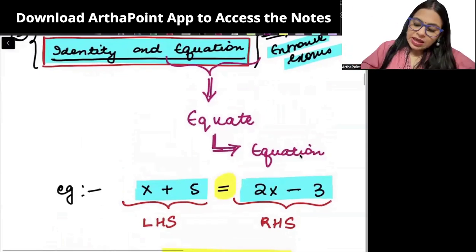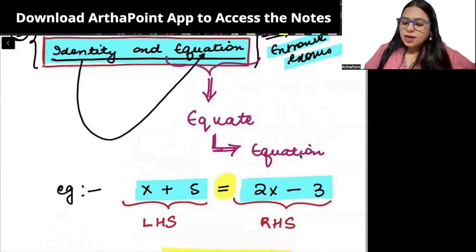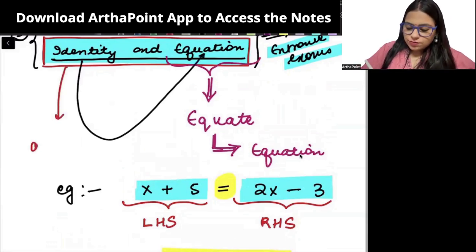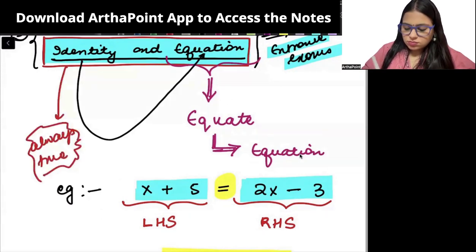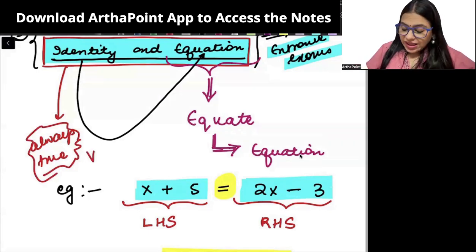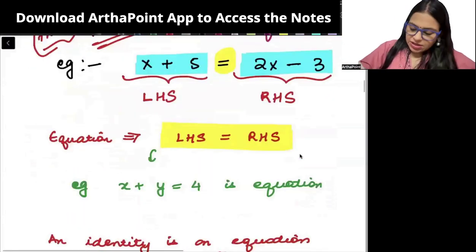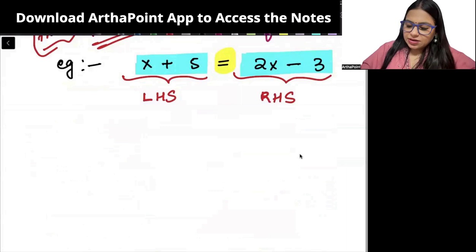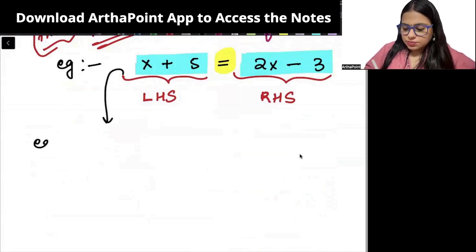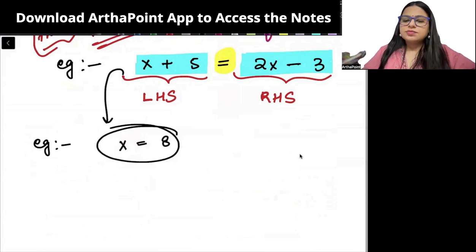अब ध्यान से सुनो मेरी बात. Identity is a form of equation, but it is always true. एक ऐसी इक्वेशन जो हमेशा सच होगी फॉर एनी वैल्यू ऑफ एक्स एंड वाई, दैट बिकम्स एन आइडेंटिटी. लेट मी गिव यू एन एग्जांपल. जैसे बेटा, टेक दिस इक्वेशन. ये इक्वेशन सिर्फ तब ट्रू होगी व्हेन द वैल्यू ऑफ एक्स इज 8.